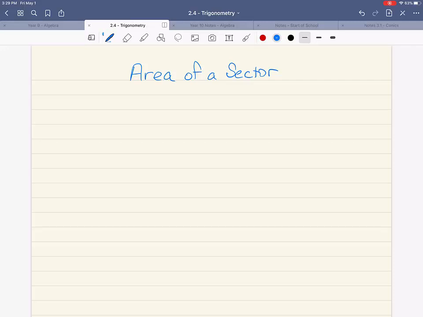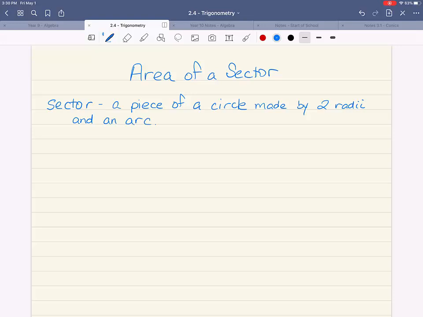Hi everyone, today we're going to talk about how to calculate the area of what is called a sector. Now, before we start, we need to talk about what a sector is. A sector is basically a piece of a circle made by two radii, which is the plural of radius, and an arc, and we talked about arc in the last videos. So think about something in the real world that is just a piece of a circle made with two radii and an arc.